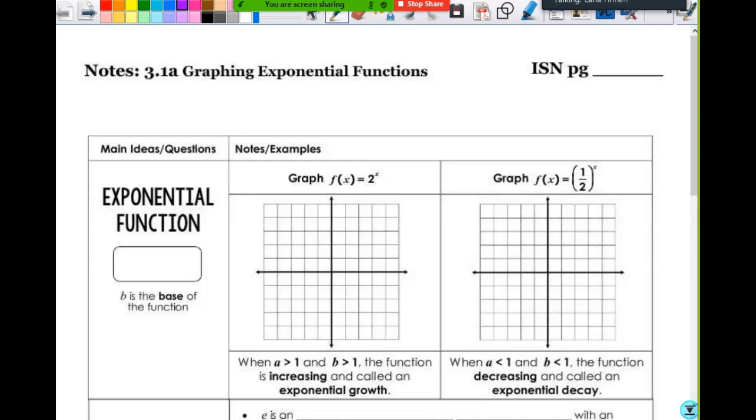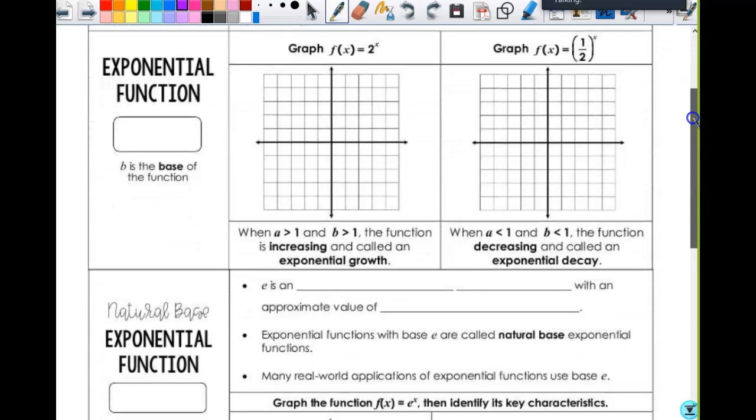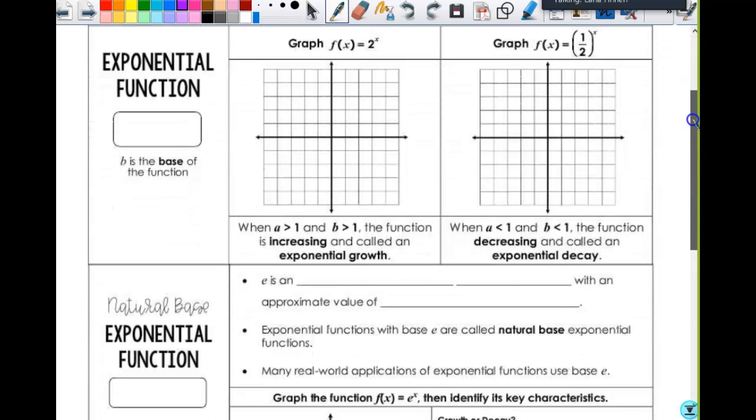All right, so today we are starting with exponentials. So it's a new unit. We'll be looking at exponentials and logarithms. So we're going to start today by graphing some exponential functions.